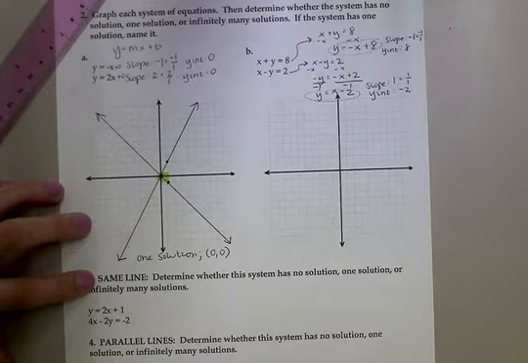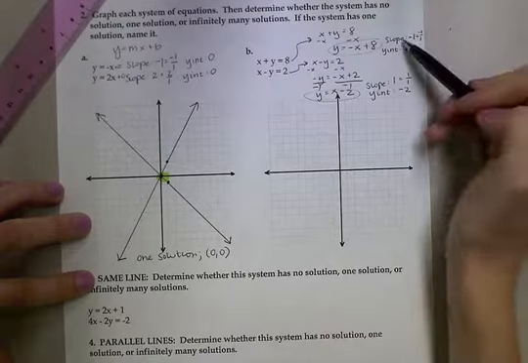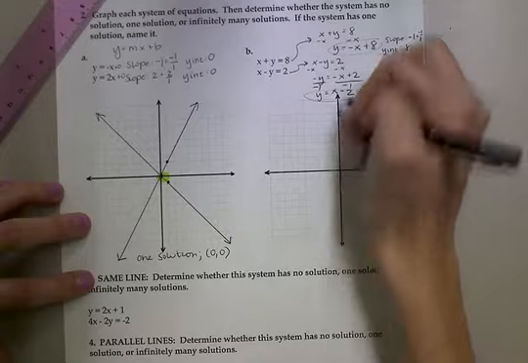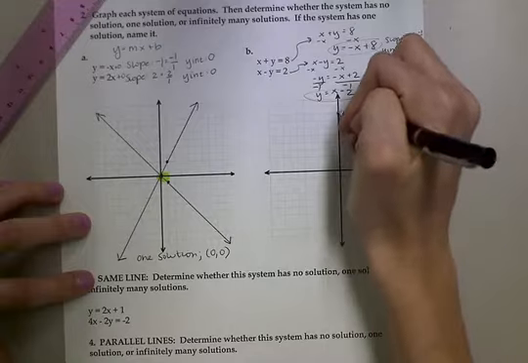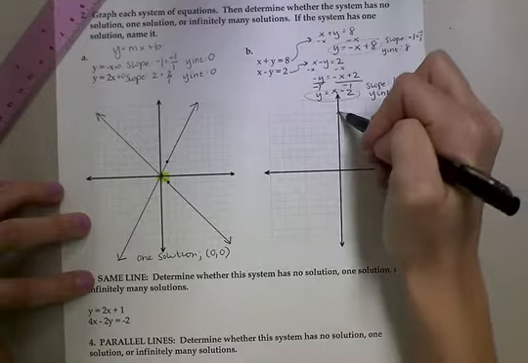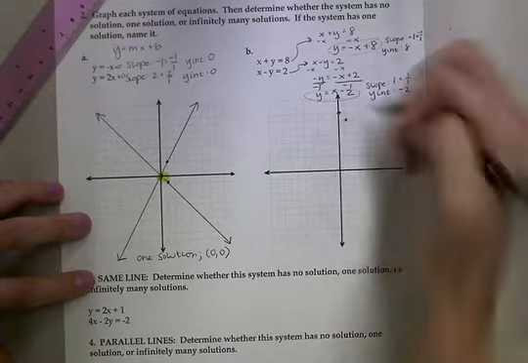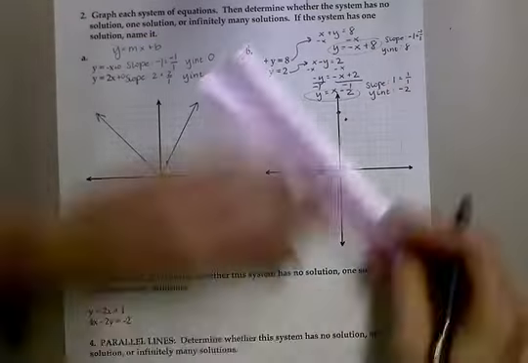So let's go ahead and graph these equations. Our first equation, our y-intercept was 8. 1, 2, 3, 4, 5, 6, 7, 8. So we're going to start with our y-intercept of 8. And our slope is -1 over 1. So let's go down 1 and right 1. There we have 2 points. Now we can graph our line.